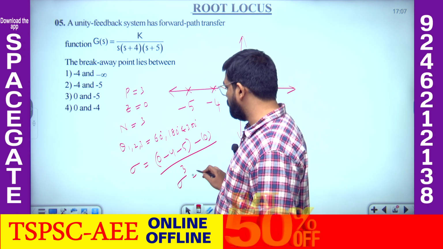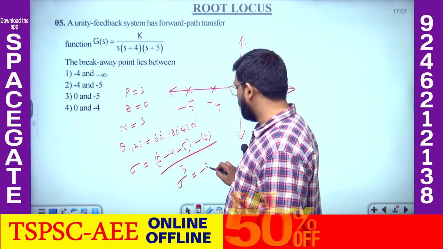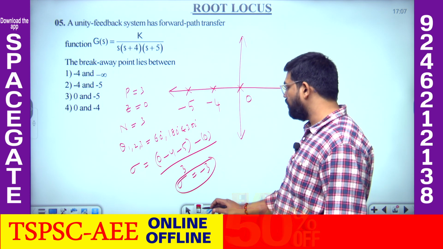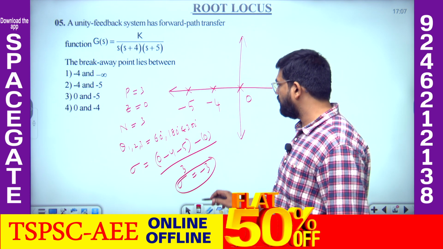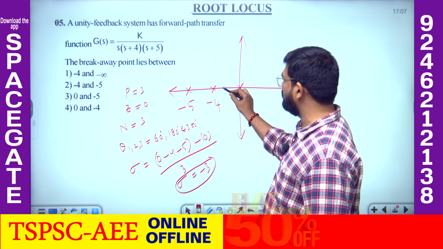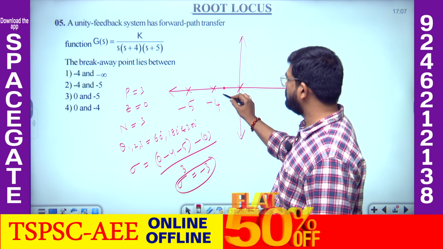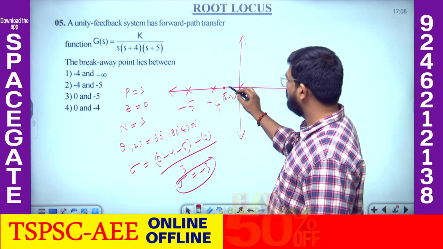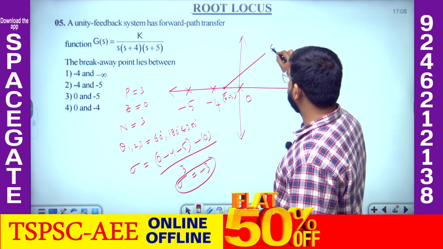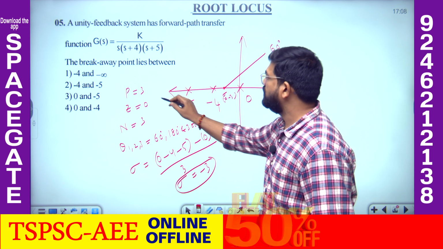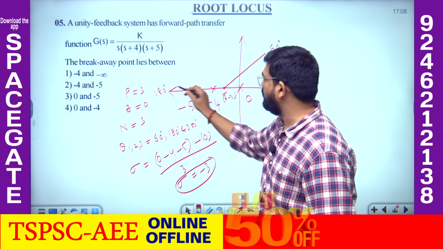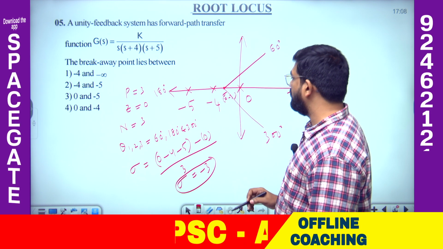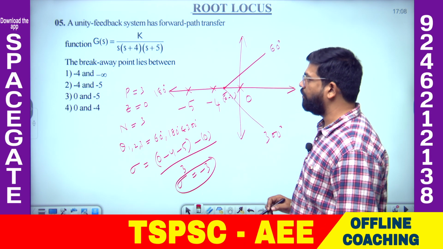So, sigma is equal to -9 by 3, which means -3. -3 is the centroid. Got the point? Here the centroid is at sigma = -3, where the angles will be like this. This is 60 degrees, this one is 180 degrees, and this is our 300 degrees. So, here definitely a breakaway point exists.